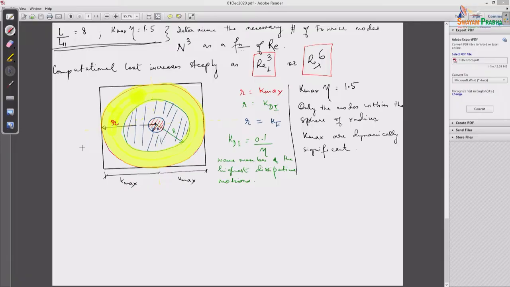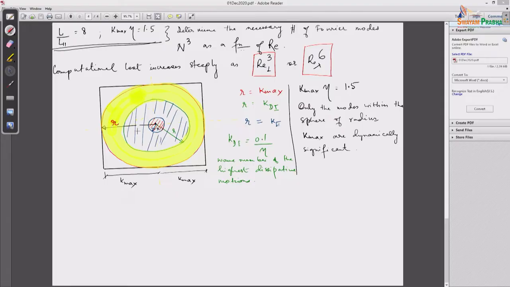Inside the dissipative range, mechanical energy is being converted to internal energy using viscosity. But you also have an inner inertial subrange where the viscosity and inertia effects are still not completely zero. So that lies somewhere within the blue shaded region. And of course, the peak energy motions are within the small region, which is Ke. This is something we discussed last time. And K di is about 0.1 by eta, where eta is the Kolmogorov length scale.